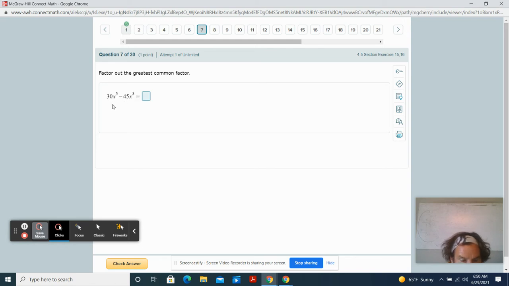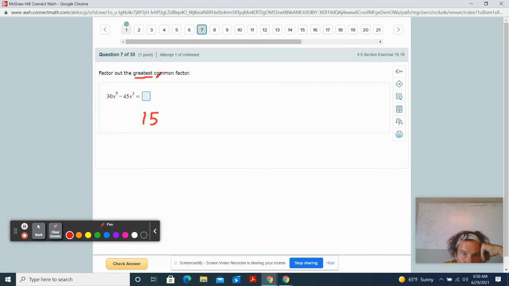So let's look at the numbers first. The numbers 30 and 45. What's the largest number that goes into 30 and 45? Well, you might think, well, 5 goes into 30 and 5 goes into 45. But there's a larger number that goes into 30 and 45 besides 5. You guys can think of it. It's 15. 15 goes into 30 because 15 times 2 is 30, and 15 goes into 45 because 15 times 3 is 45. So you got to make sure it's the greatest.